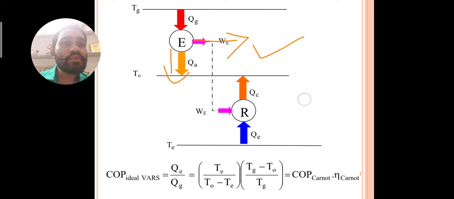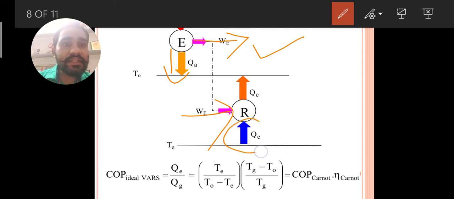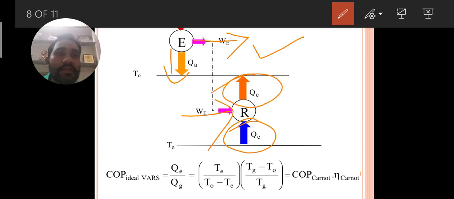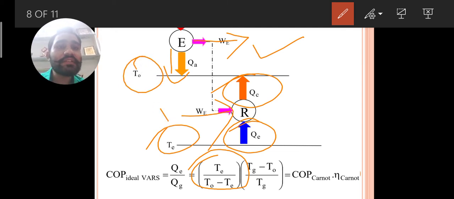And there is one refrigerator in which we are giving work input WE. It is extracting heat from the evaporator and supplying it to the atmosphere. So if we write the COP of the Carnot cycle, it will be TE divided by T naught minus TE, which is the Carnot COP of that cycle.